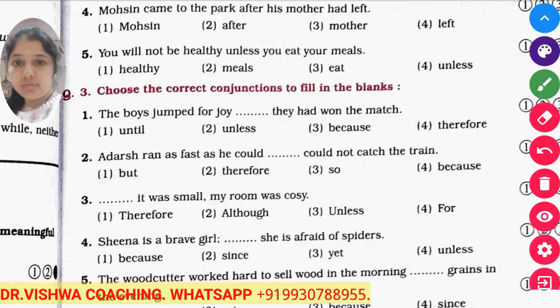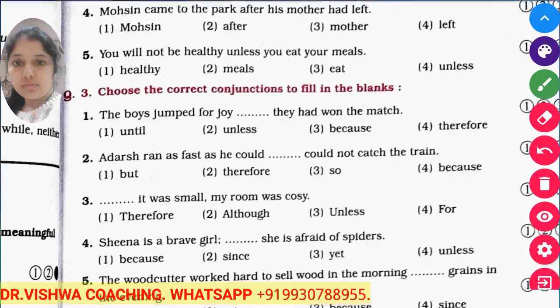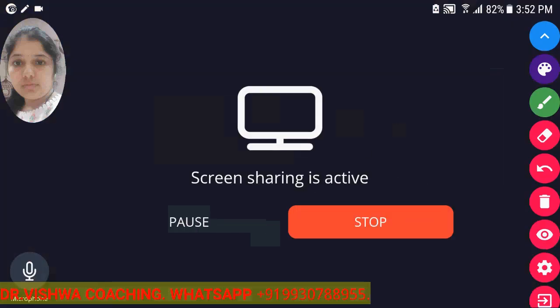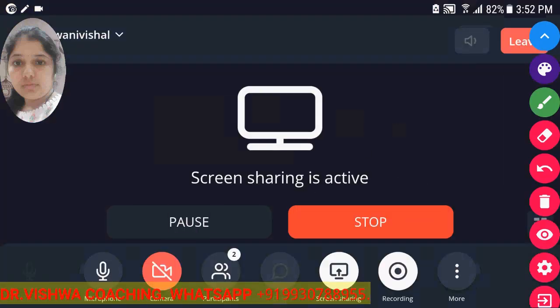And third, fourth, there are so many, so we will take one. It was small, blank, my room was cozy. Therefore, although, unless, for. So here the correct conjunction is although: although it was small, my room was cozy. So like this we have solved the problems that are based on conjunctions. So here we take a break, and in the next lecture we will take the next topic.